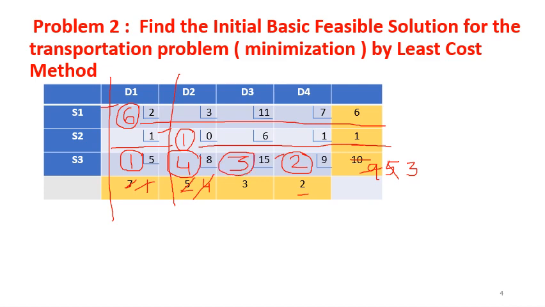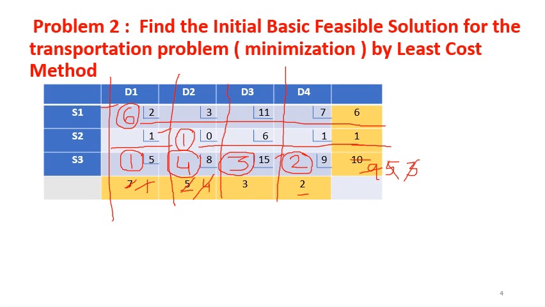So you can see here all the rows and columns are now fully satisfied. S1's entire capacity of 6 is given to D1. S2 had a capacity of 1, that is catered to D2. Similarly, S3 had a total capacity of 10, out of which 1 unit is given to D1, 4 units to D2, 3 units to D3 and 2 units to D4. You can check this also. 6 plus 1 is 7, full requirement over, 4 plus 1 is 5, 3 and 2. So this is the final allocation that you get by applying the least cost method.